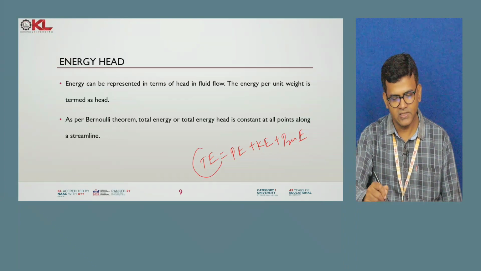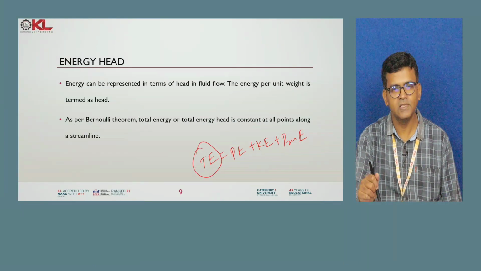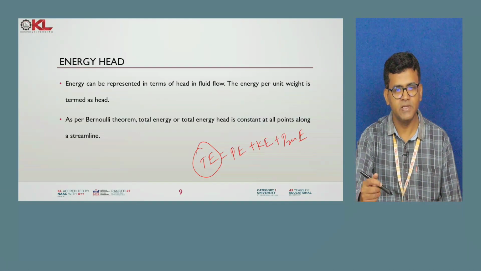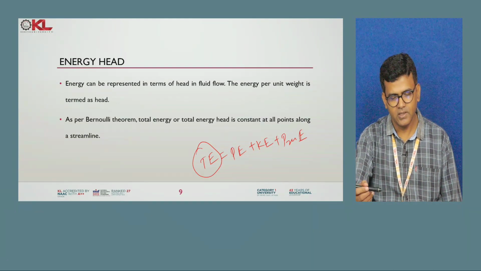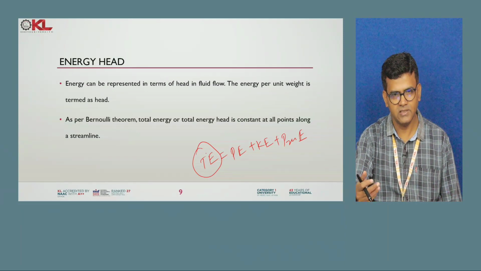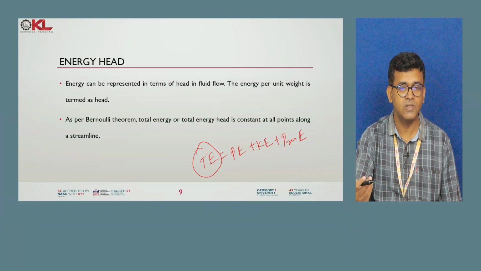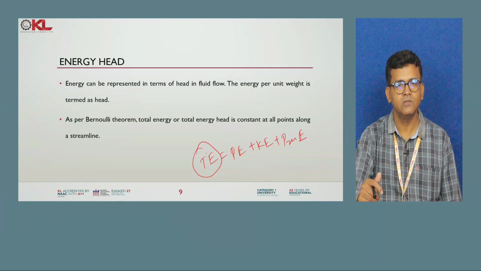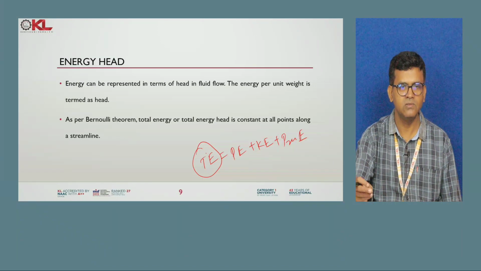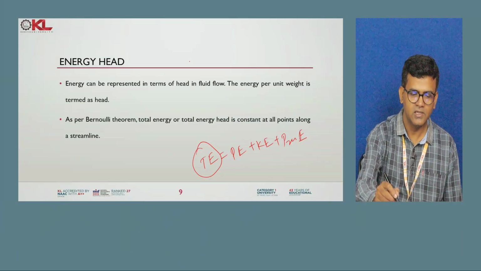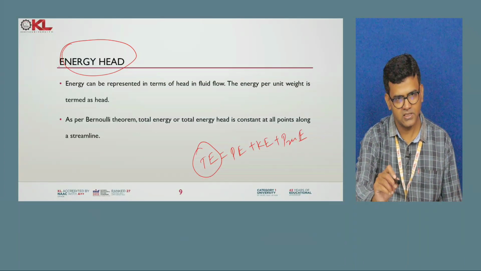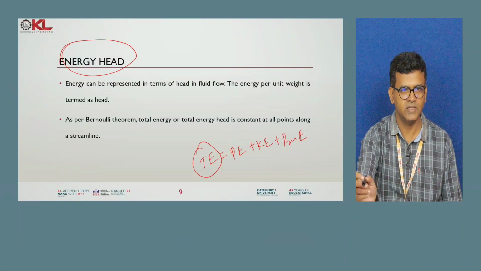Before going to all these three forms, this total energy can be written in terms of the head. It's difficult to measure the energy in the lab while you are doing the experiment. So energy is measured in terms of the head. Head can be measured easily. So how to convert the energy into the energy head? You can see energy head here. That is, the energy is written in terms of the energy head.